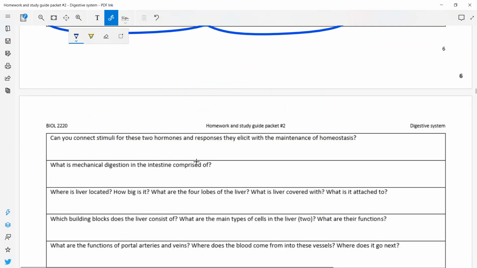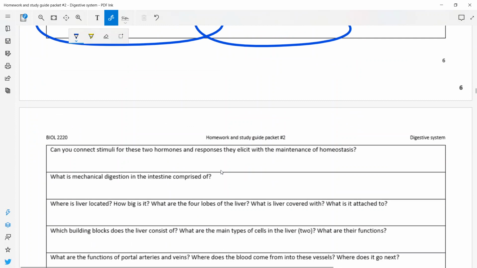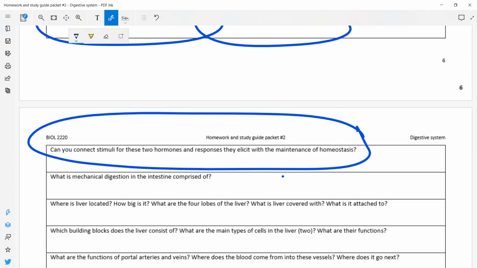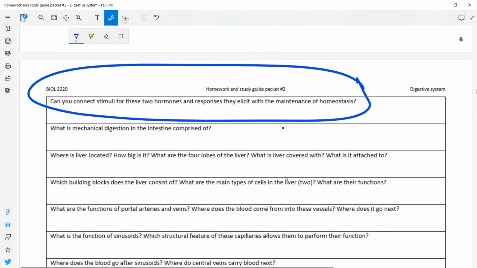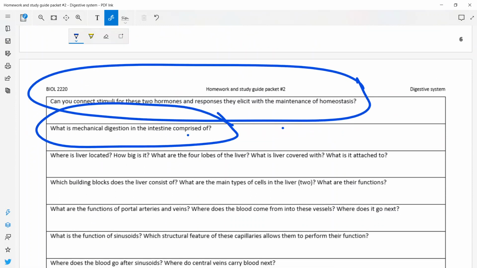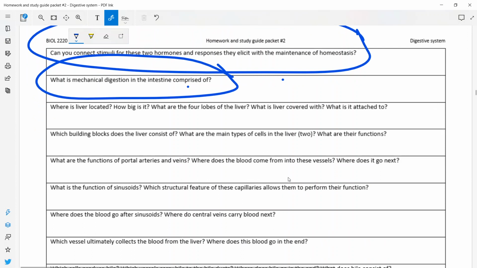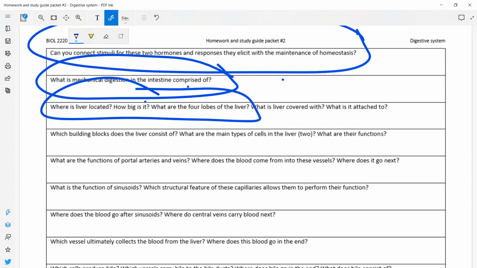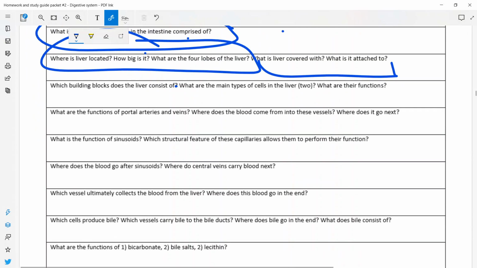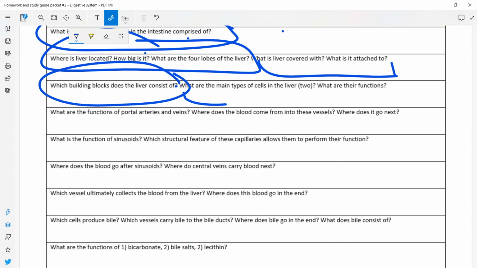Okay, let's move on. I'll do that on the whiteboard in reviews: mechanical digestion in the intestine, segmentation and peristalsis. Liver, that's anatomy. Know the four lobes, what it's covered by, what it touches. I'm not going to go over this. Building blocks, liver lobules. Okay, so you've got Kupffer cells, which are immune cells, and hepatocytes.